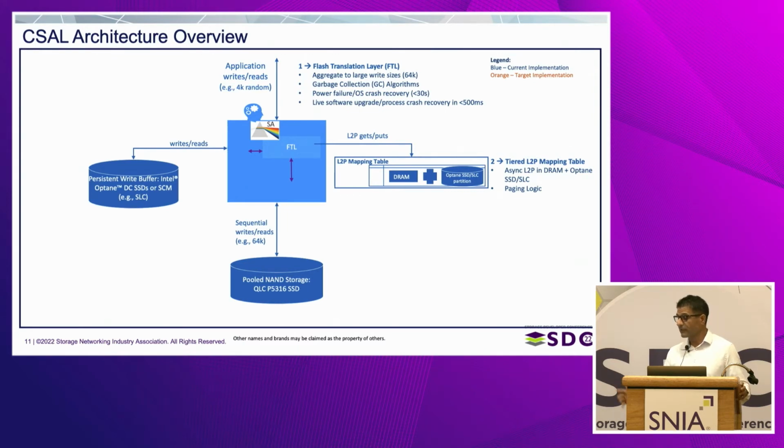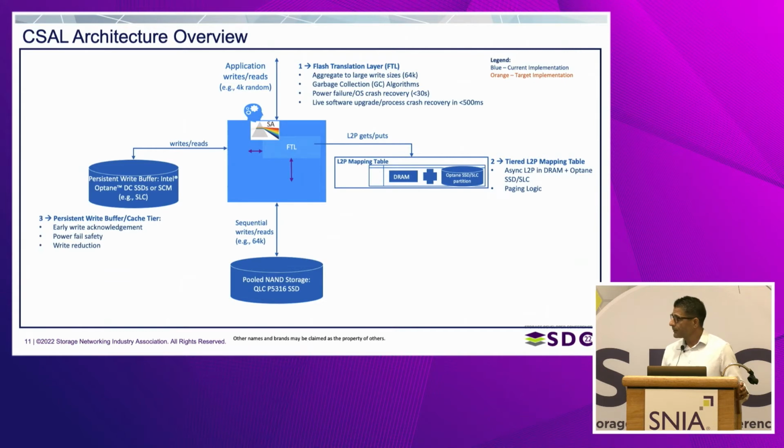That's going to be very costly, so we did a tiered logical to physical mapping table where we page in and page out to a partition on Optane SSD or SCM SSD, and we keep a small percentage of hot portions of the logical to physical mapping table in DRAM. So that's the second component, the logical to physical mapping table.